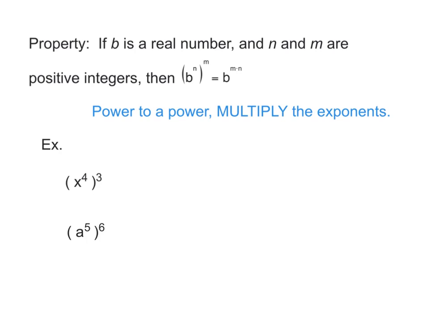So here's an example where we have x to the fourth to the third. Since they're right next to each other, I'm going to multiply them. That's x to the 12th. In the next one, we have the same situation. The 5 and 6 are both exponents of a, so I'm going to go ahead and multiply them. A to the 30th.